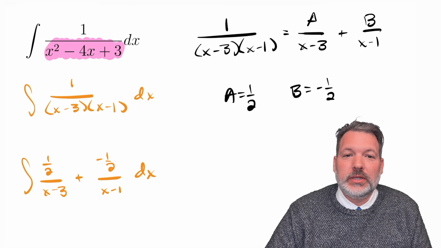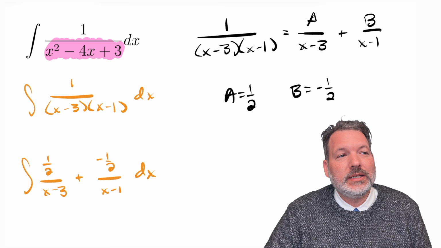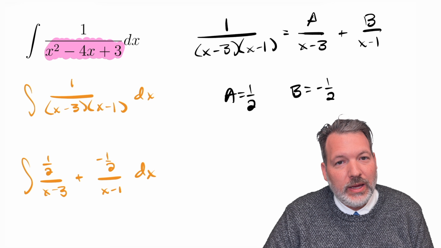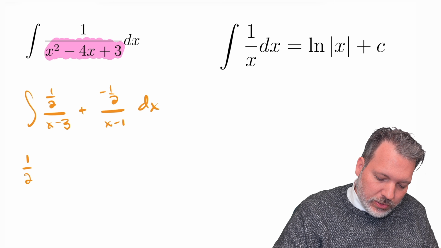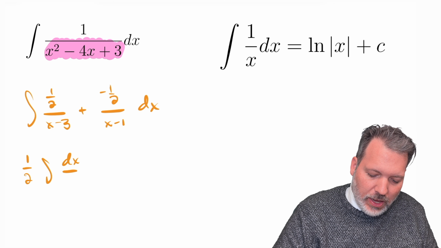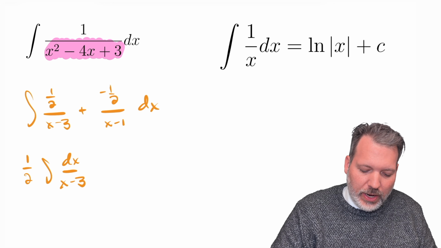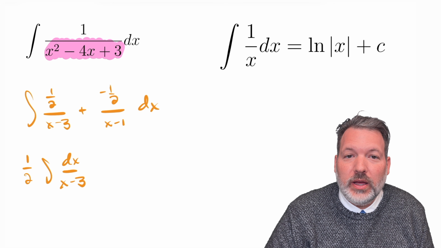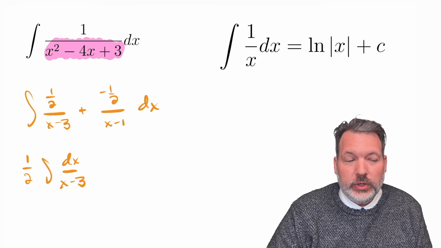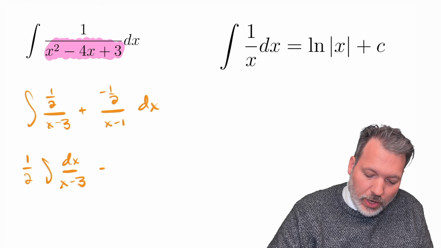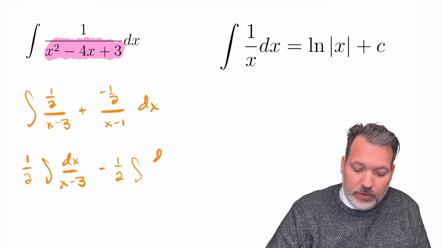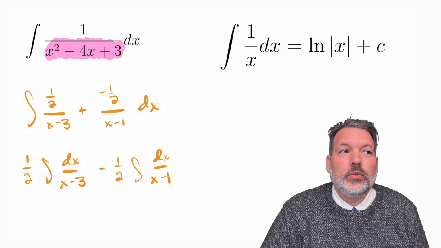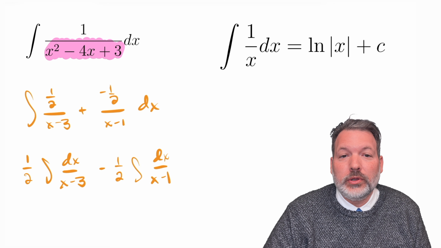And now our integration is going to be much easier because we can take advantage of our third pattern for the day, the derivative of the natural logarithm. If we split this into two different integrals, it's a little easier to see where that's coming from. This first one we can rewrite as 1/2 times the integral of dx over x minus 3, which is pretty clearly a reciprocal. Going on, this second bit we can say is the same as minus 1/2 of dx over x minus 1, which again is another reciprocal looking integral.